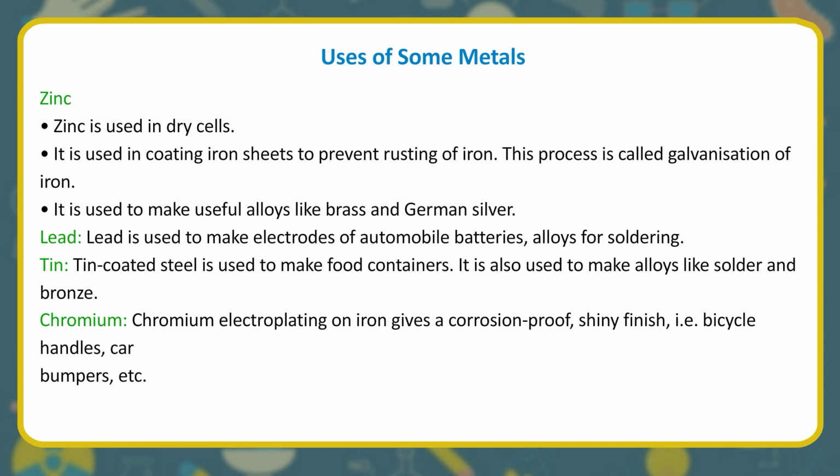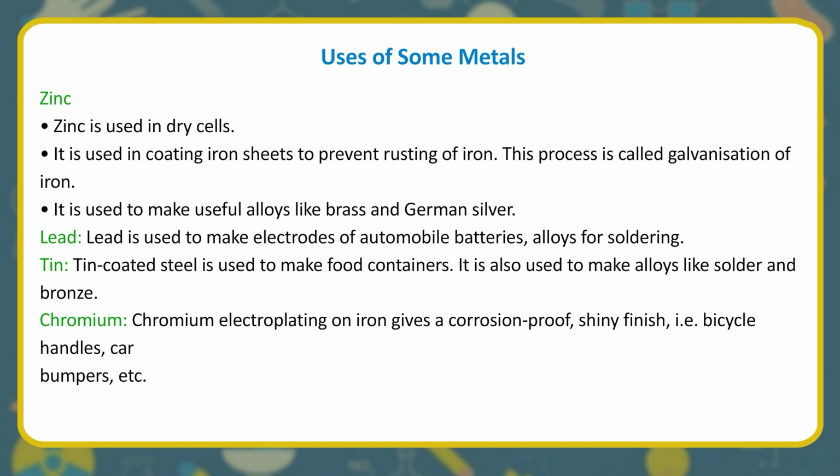This process is called galvanization of iron. It is used to make useful alloys like brass and German silver. Lead. Lead is used to make electrodes of automobile batteries, alloys for soldering. Tin. Tin-coated steel is used to make food containers. It is also used to make alloys like solder and bronze.